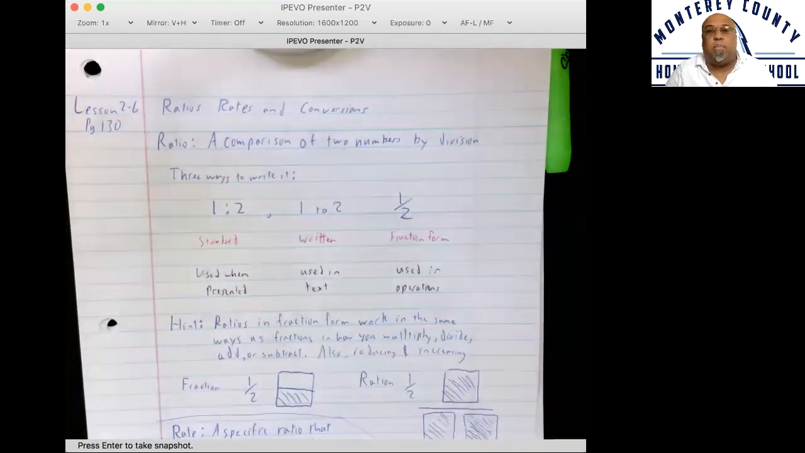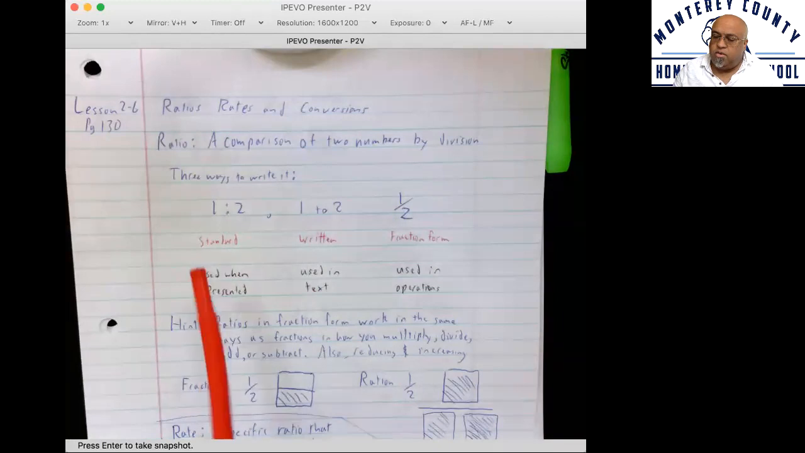Let me say that again. It's a comparison of two numbers that are being compared by division. Now, those mathematic words sometimes are hard to understand without an example. So I want to say there's three ways to write a ratio.